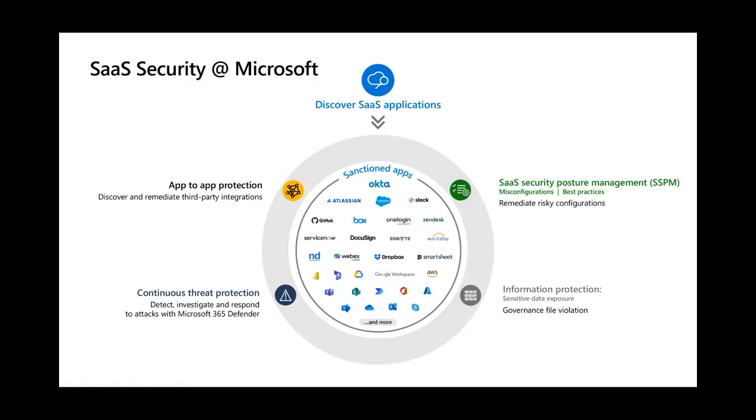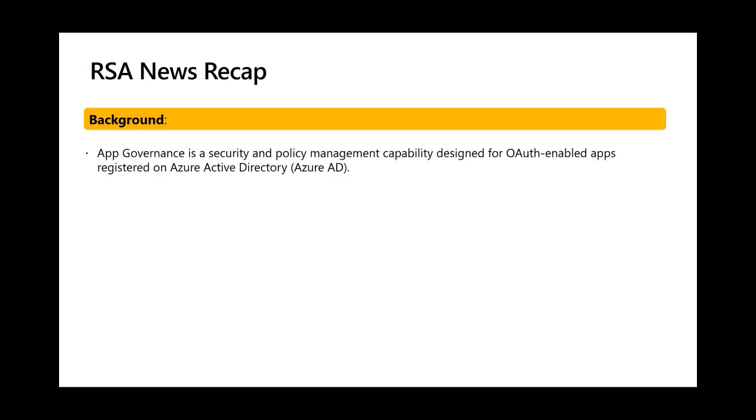All right. So let's do a quick RSA news recap. Again, just to reiterate, AppG is our security and policy management capability specifically designed for OAuth-enabled applications in AAD. It provides visibility into app behavior, insights, permissions, data usage, and a ton of other capabilities.